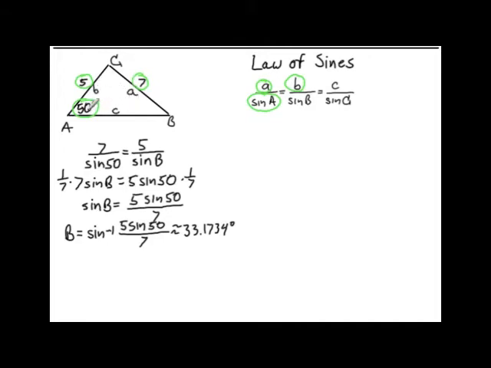50 of them are used up here. 33.1734 are used up here. So I can just subtract those two away from 180 and get this angle. So I'm going to do it this way. I'm going to take 180 minus 50, which is 130. And then I can take 130 minus this angle here. And luckily it's still in my calculator, so I can just do 130 minus the result I had before and come up with angle C being approximately 96.8266 degrees.